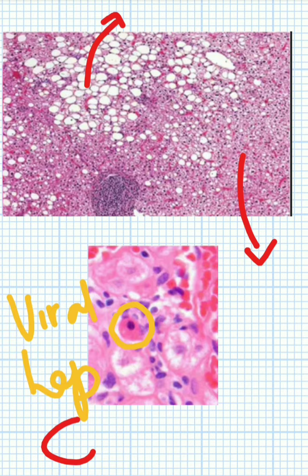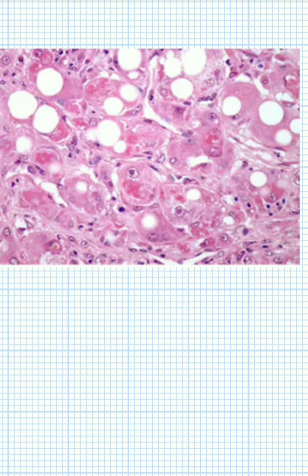Now when we come to the next one, that is Mallory Denk body. Here also you can see some eosinophilic inclusions, eosinophilic globular inclusions. So this is Mallory Denk bodies.